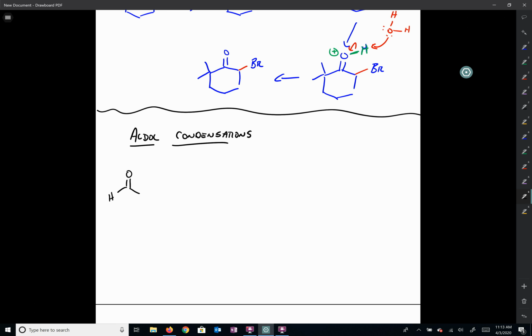So if we have two equivalents of this aldehyde, and let's put in some base and some water, okay? What we will end up forming looks like this. Okay, let's color code this for a second. Let's do that red. Let's do that red. Let's do that green. Let's do that green. Let's do that blue, and let's do that blue. Okay.